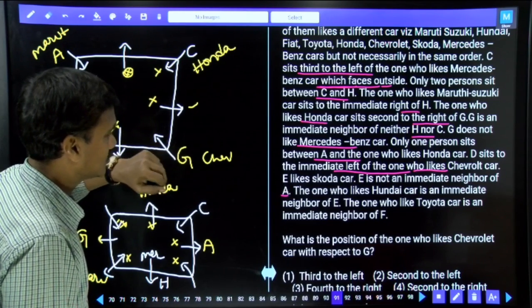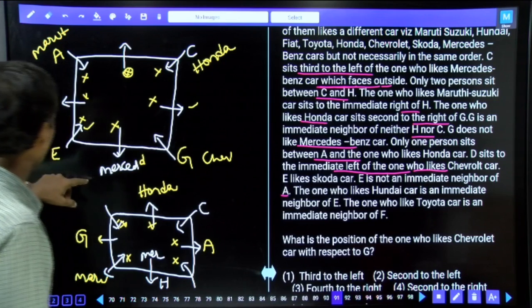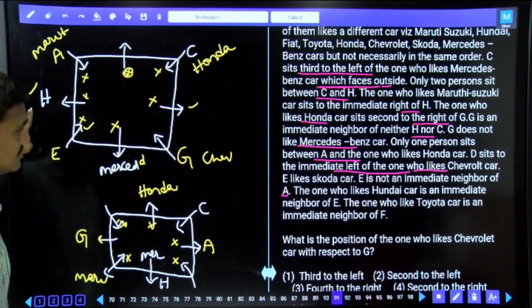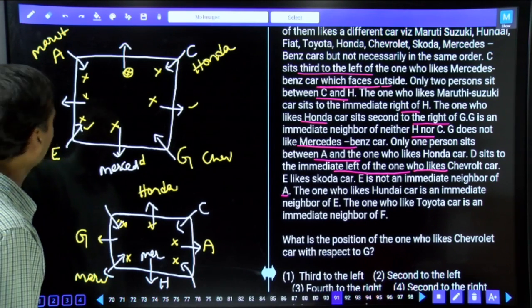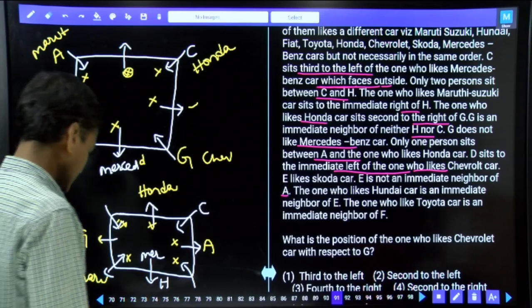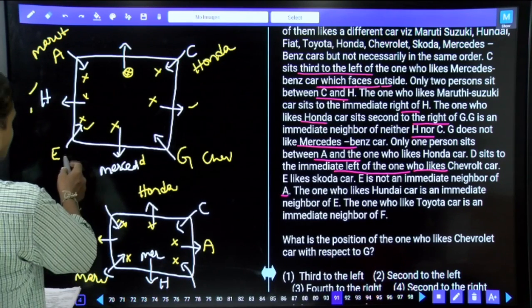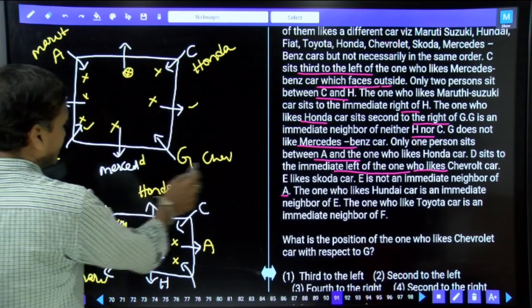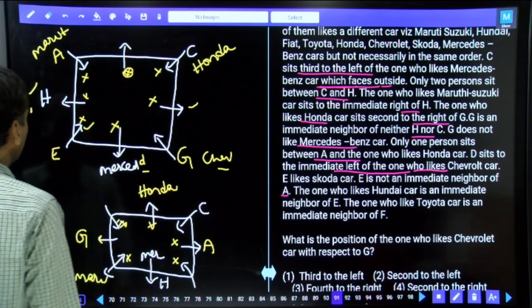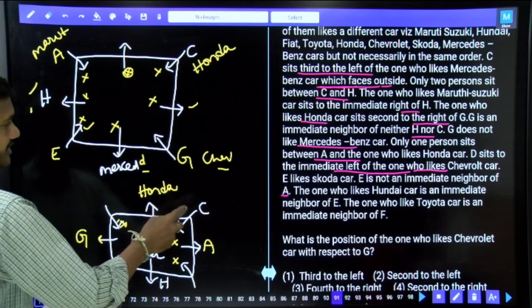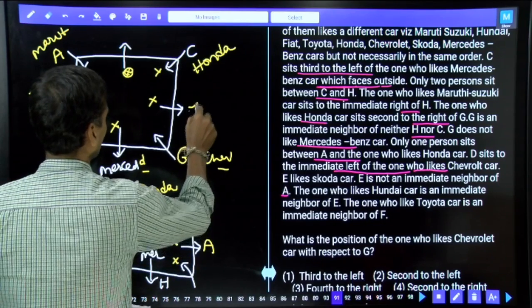And the one who likes Hyundai is an immediate neighbor of E. Hyundai is an immediate neighbor of E, then Hyundai must be here. The one who likes Toyota is an immediate neighbor of F. Clear? Now if you take E at this place, this is one possibility we have taken. Then Chevrolet will be here and D will be here. As D is here, then E and Skoda must be at this place.